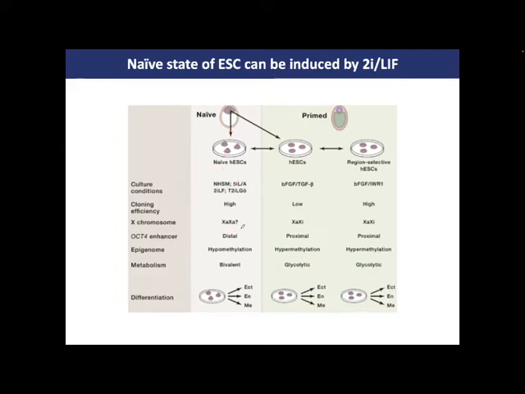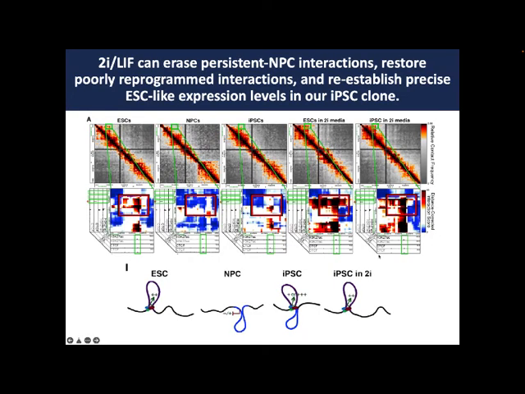And this naive status can be achieved by simple addition of chemical inhibitors to the media. We need to change the media composition toward the naive status. We can easily transform this primed ES cell toward the naive ES cell. So they applied these two inhibitor-added conditions, the 2i conditions, to the iPSC and performed the Hi-C experiment again.